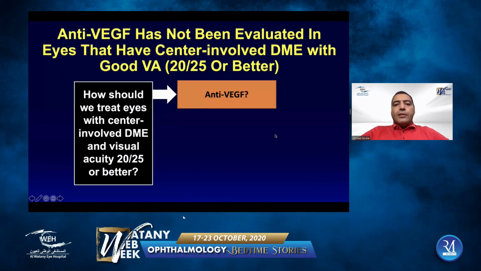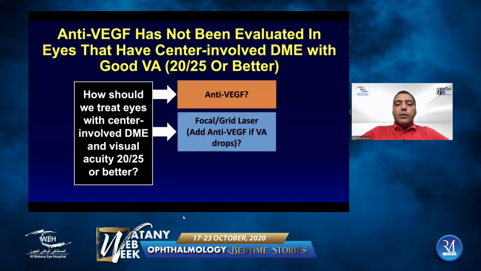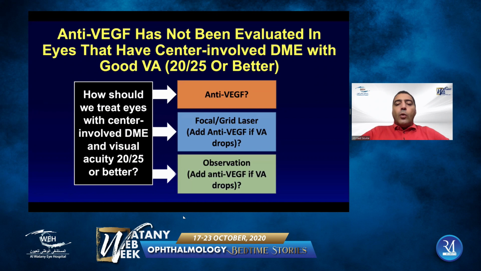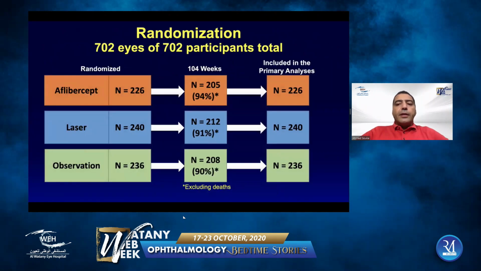So what strategies did they study in protocol V? Simply, you would inject patients who have center-involved diabetic macular edema with very good vision, or give them some laser and only inject when the visual acuity drops to 20/40, in the area of 6/12, or you just observe, no laser, no treatment, and only add your anti-VEGF injections when the visual acuity drops to 6/12 or 20/40. So how many patients were involved? In the area of 200 and something in each group. Overall, it's close to 700 patients.